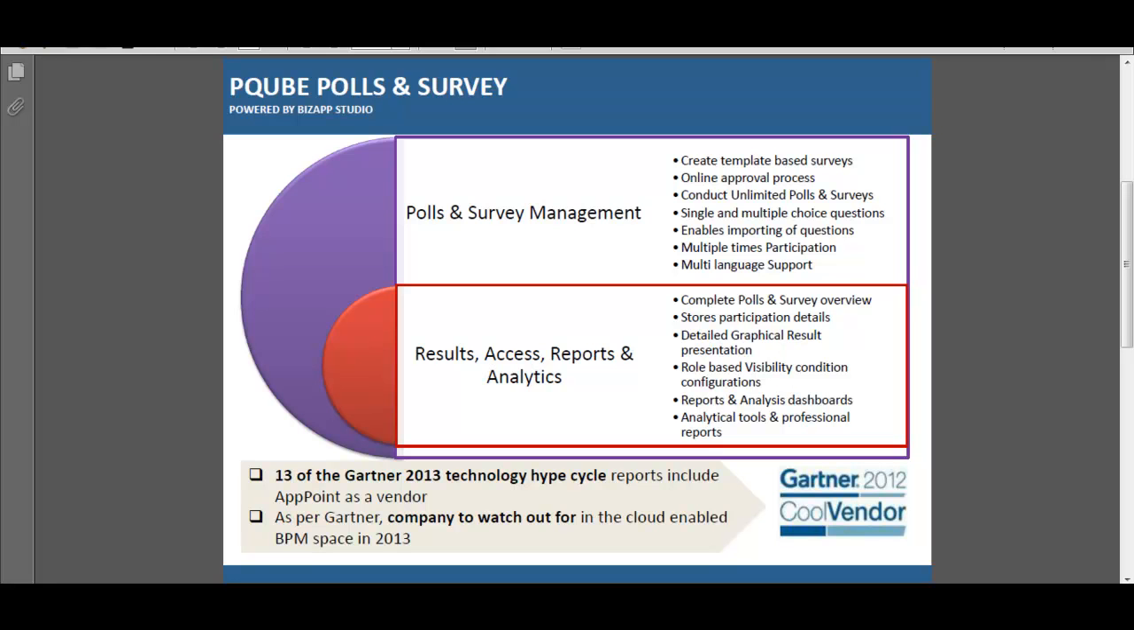The results, access, and reports analytics tool takes care of complete polls and survey overview. It stores participation details, detailed graphical result presentation, role-based visibility condition configurations, reports and analysis dashboards. Also, analytical tools and professional reports help the entire management of the system.